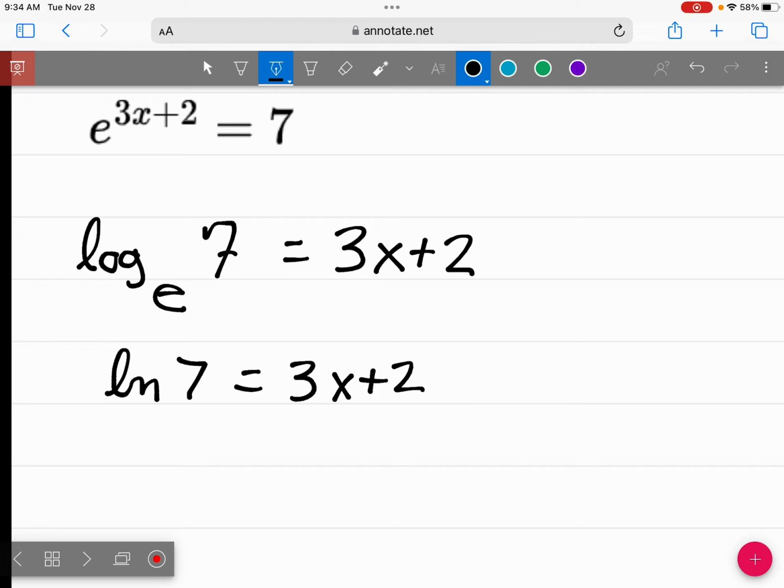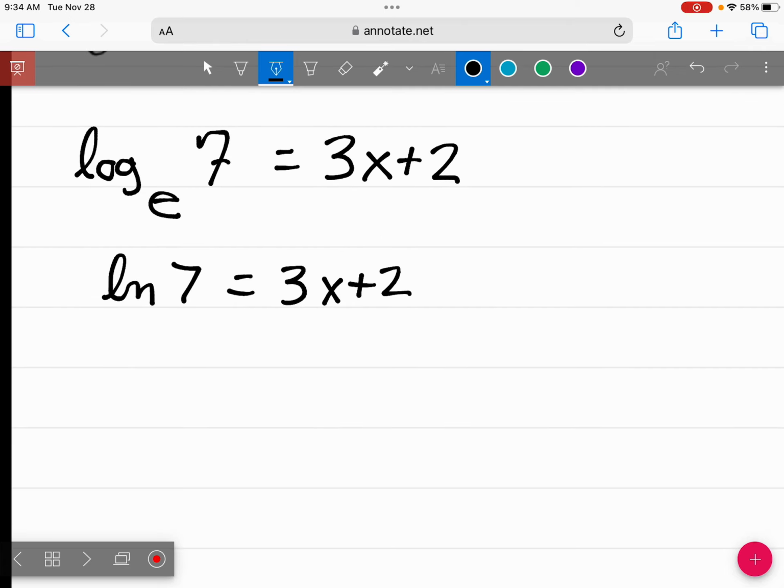I need to get x by itself, so what do we need to do? Subtract 2. Does that mean I write natural log of 5? No. Ln of 7 minus 2. Two separate thoughts. Ln of 7 minus 2 is not the same thing as ln of 5. Natural log of 7, period, end of sentence. That would calculate it. So then what are we going to do to get x by itself?